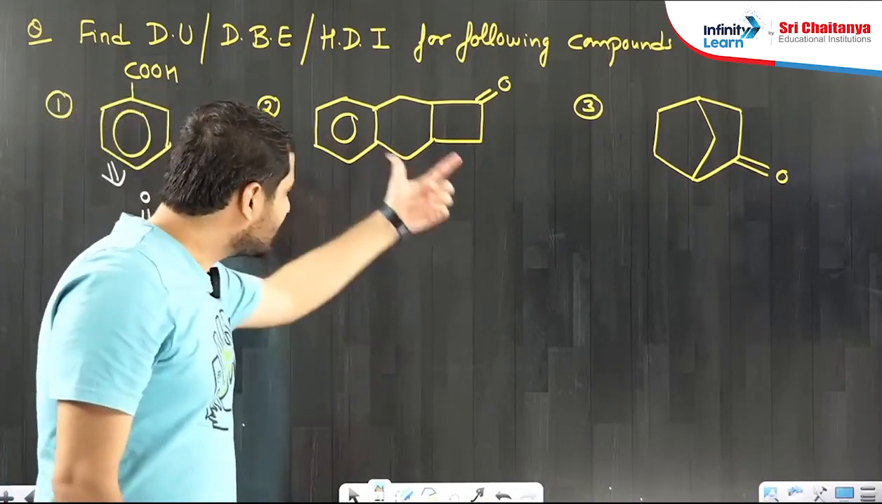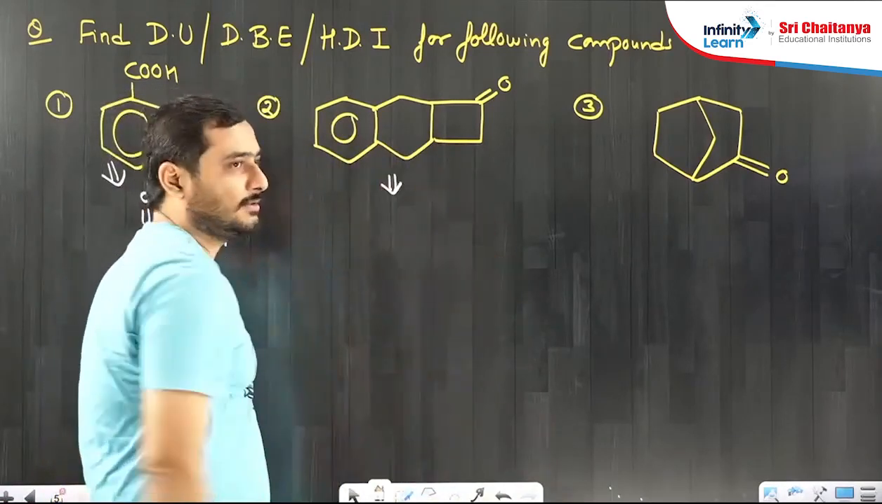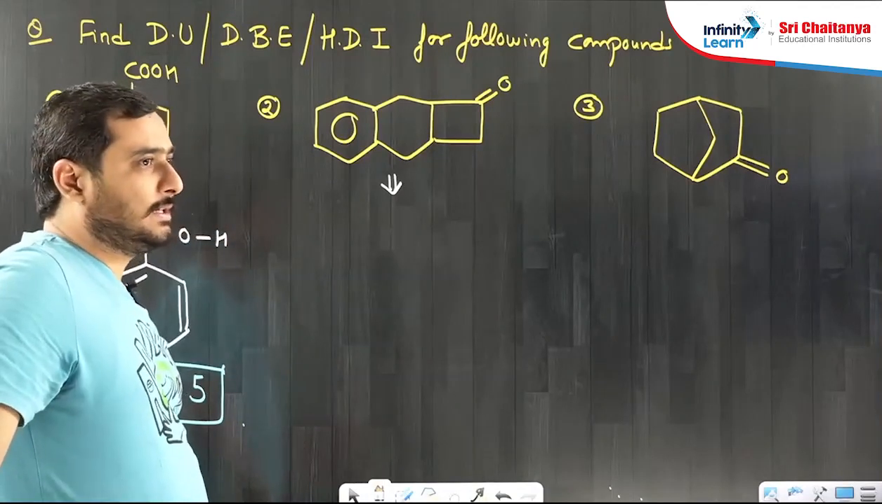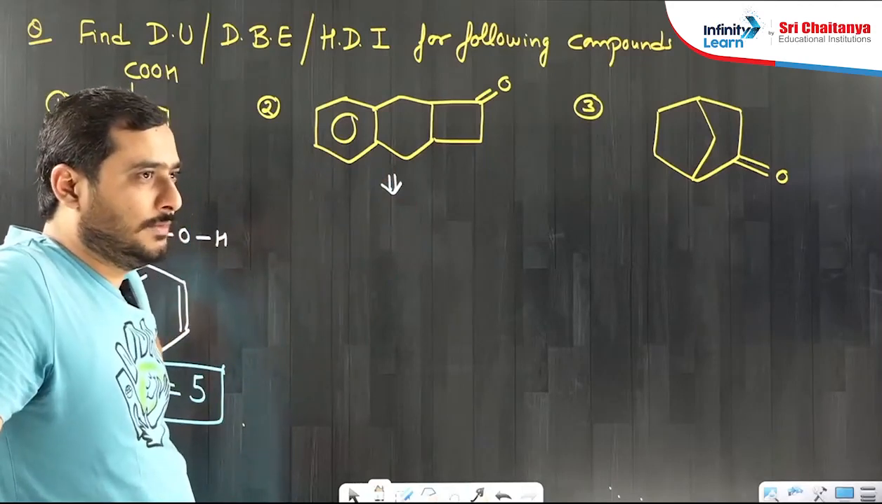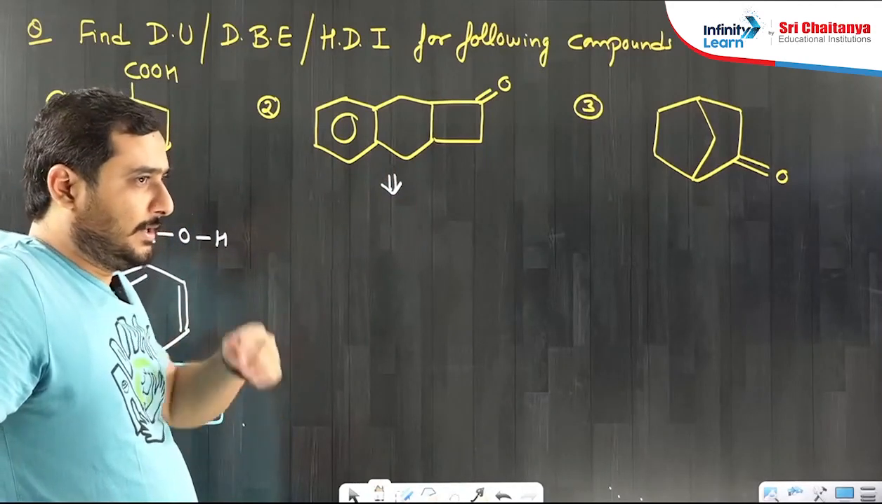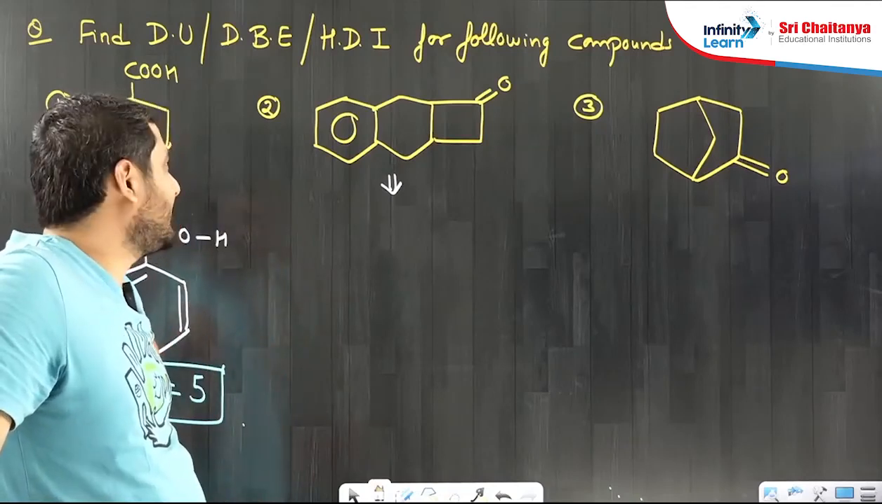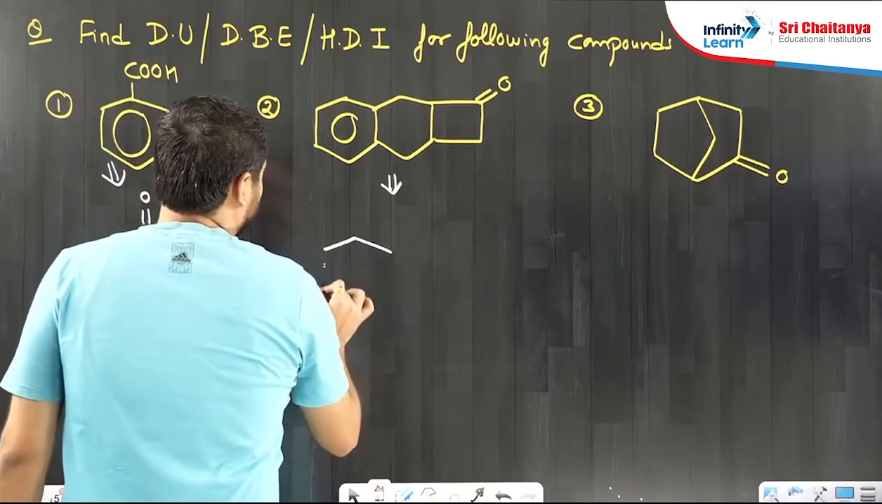Okay. Now tell me the answer for second part. In second, how many double bonds, how many ring? You have to tell what is degree of unsaturation for second part. Sairaj, 7. Let us take another. Tell students, all students have to answer. What is answer for this? 7. Very good.